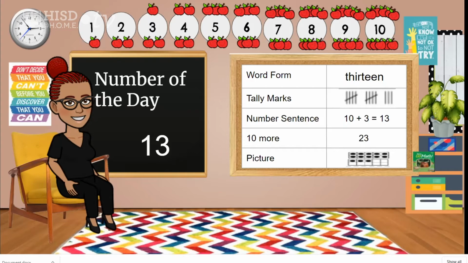Did anybody come up with more than 5 ways to make the number? What about more than 10 ways to make the number? If you did, go ahead and give your brain a kiss. You guys are so smart. Great work, mathematicians.